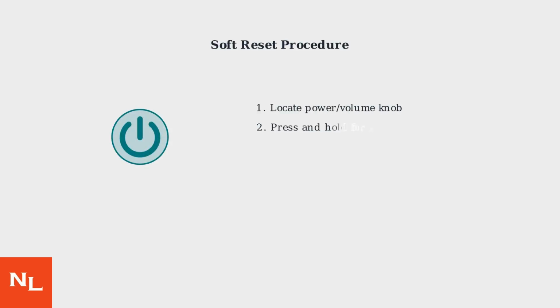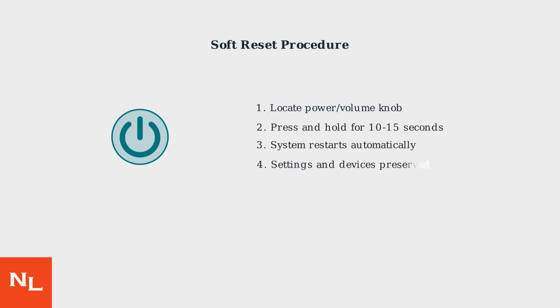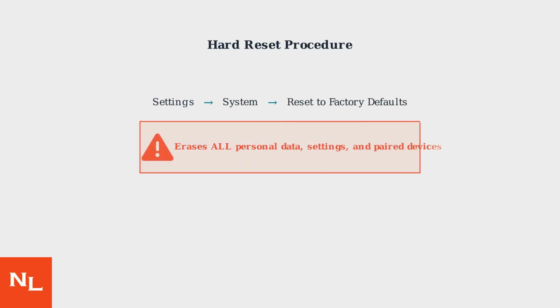The soft reset is your first line of defense against minor glitches. To perform a soft reset, simply press and hold the power or volume knob for 10 to 15 seconds until the system restarts automatically. For more persistent problems that a soft reset cannot resolve, you may need to perform a hard reset or factory reset. This is accessed through the Settings menu by navigating to System, then Reset to Factory Defaults.